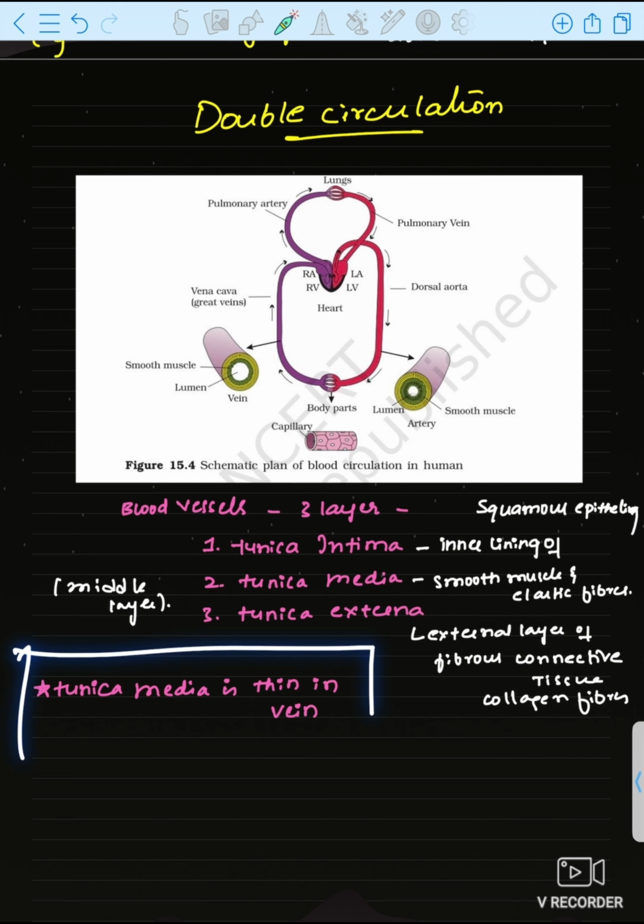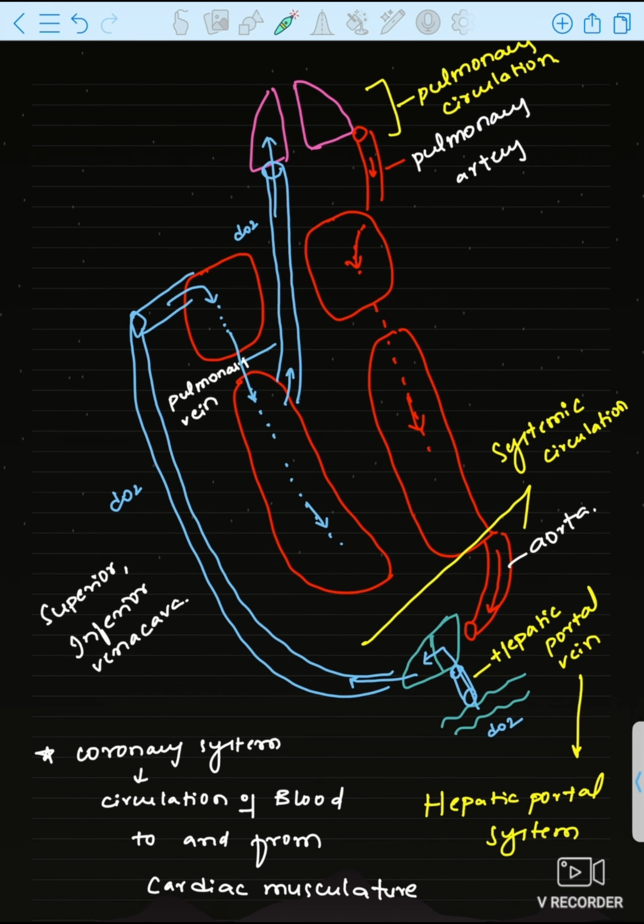Here one point you have to remember is tunica media. See, this is tunica media. In vein it is small, and in artery see how thick it is. Tunica media is thin in vein and thick in artery. And you all know this is the double circulation.